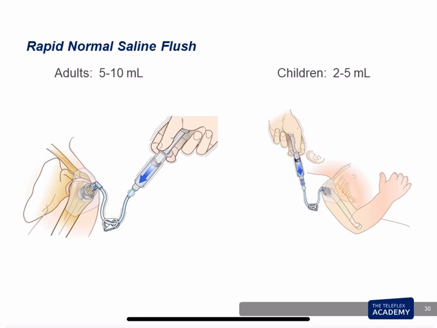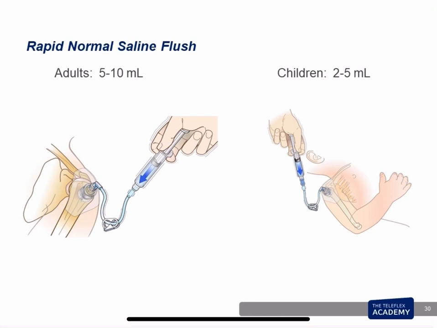Just to review, we talked about the fibrin and marrow present in the medullary space, so it's important to do a rapid saline flush after the IO is inserted. In adults, it typically takes 5 to 10 mLs of saline flushed rapidly, and that's the part that might cause some discomfort in an awake patient, but as I mentioned, that can be mitigated by lidocaine.